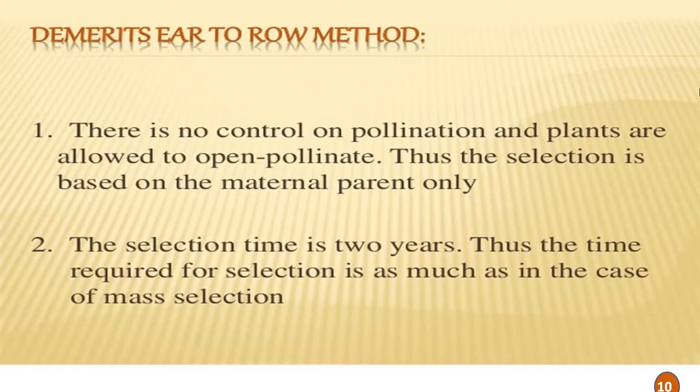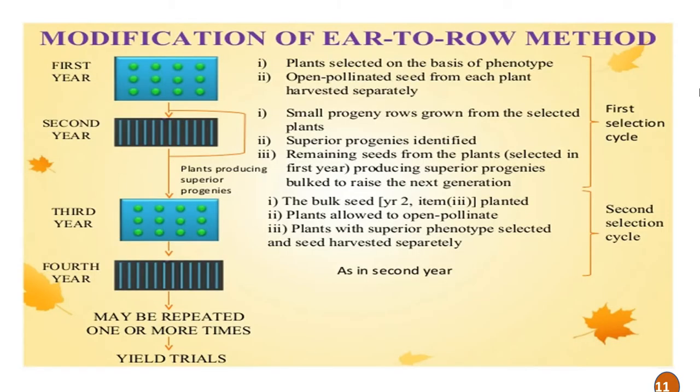Then the selection time is 2 years. Thus the time required for the selection is as much as in the case of mass selection. Then there is also a modification of the year to row method. What is this modification? In the modification, the plants are selected on the basis of the phenotype, and open pollinated seeds from each plant are harvested separately.